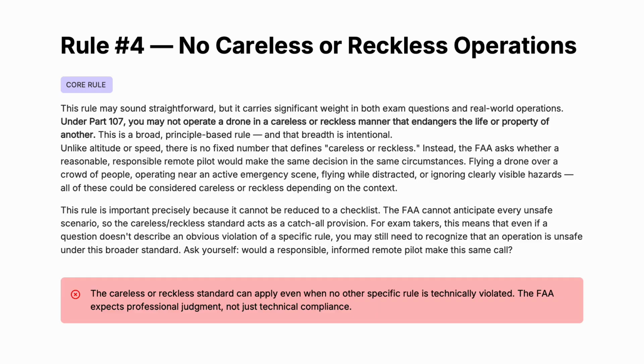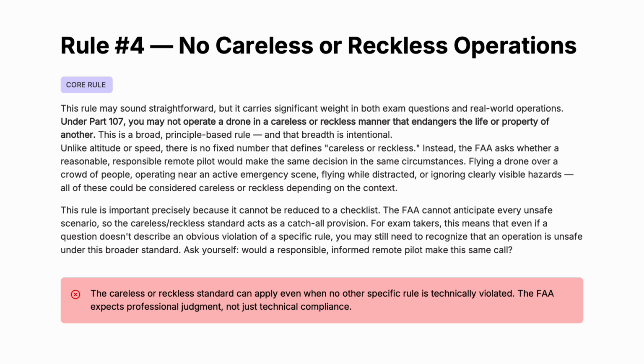Rule number 4, no careless or reckless operations. Rule number 4 sounds simple on the surface, but it carries a lot of weight. You may not operate your drone in a careless or reckless manner that endangers the life or property of another. Unlike altitude or speed, there's no number attached to this one, and that's intentional. The FAA's question is always, would a reasonable, responsible remote pilot make this same decision in this same situation?